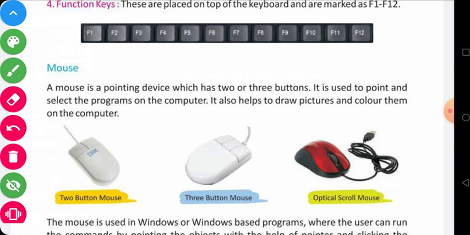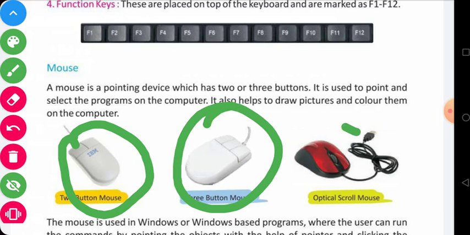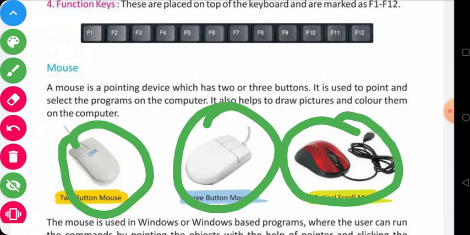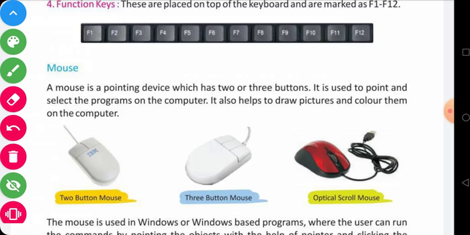And the image of the mouse you can see easily here. See, there are various types of mouse present in this picture. The first one is a 2 button mouse, which has 2 buttons, and the second one is a 3 button mouse, and the fourth one is an optical scroll mouse.